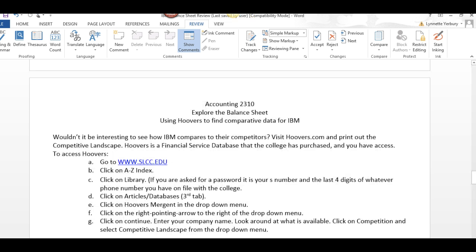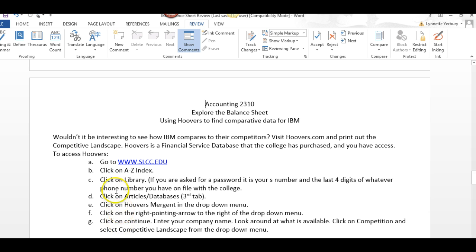Well, ratios taken by themselves show information at a point in time. Ratios taken for 2 years let you see a trend on what's going on. That's interesting. But wouldn't it be more interesting to learn how to get comparative data for IBM? And that's what I want to show you next. What you need to do is print these instructions, and I'll now show you how to get comparative information from the college's Hoovers Financial Service database.